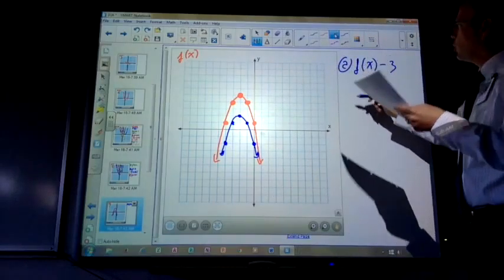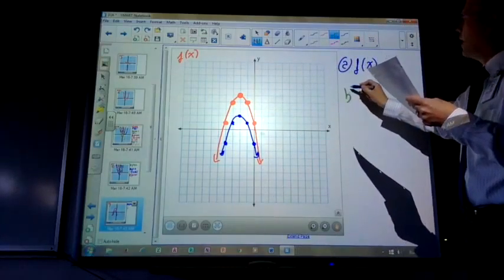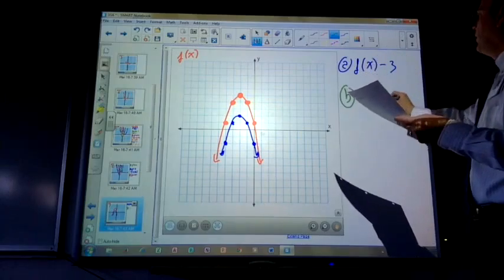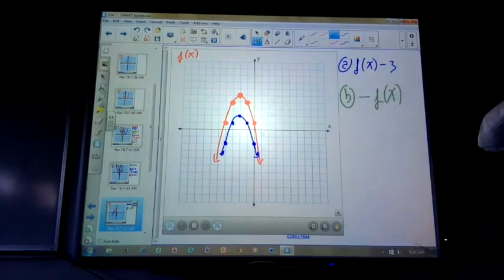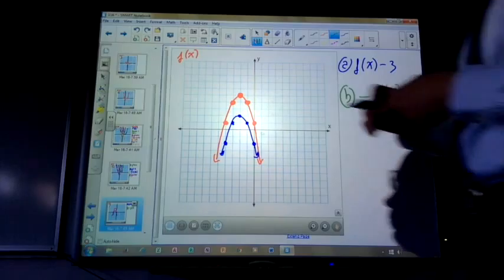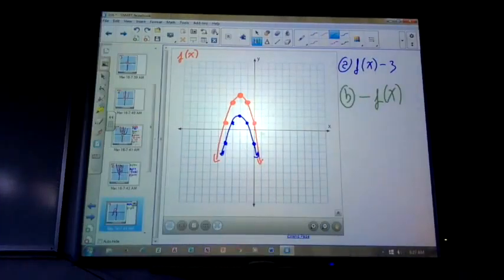Letter B is negative. What does that negative do out front? Which values does it change? It changes the y values. So we're looking at it, we're changing our y values. We're making them opposite sign. That's also going to flip it over.